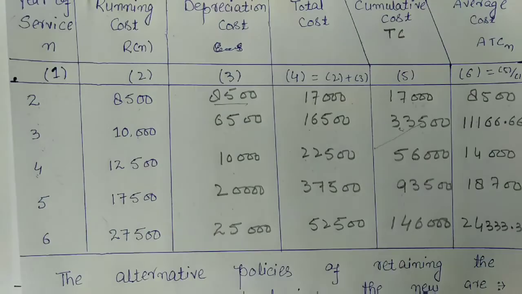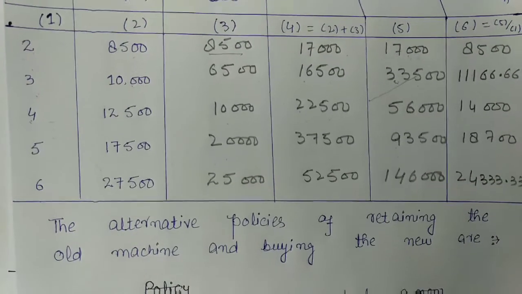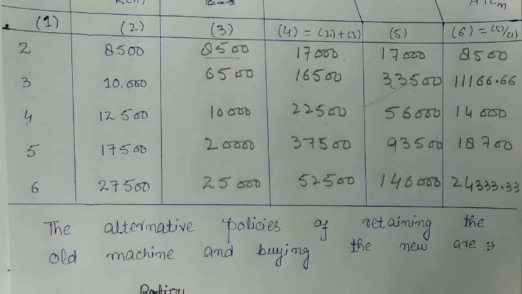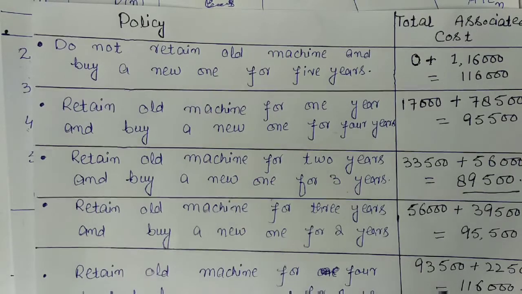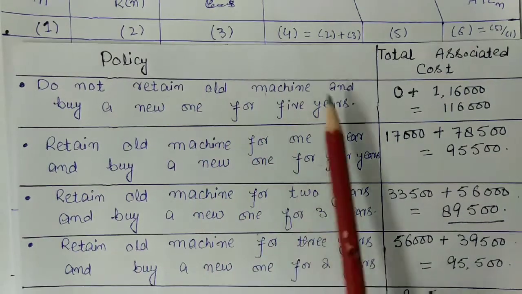Now we have to find out the replacement policy that a firm should adopt to replace the 1 year old machine, only once in 5 years. So the alternative policies of retaining the old machine and buying new ones are given as follows. First, do not retain the old machine, and buy a new one for 5 years.